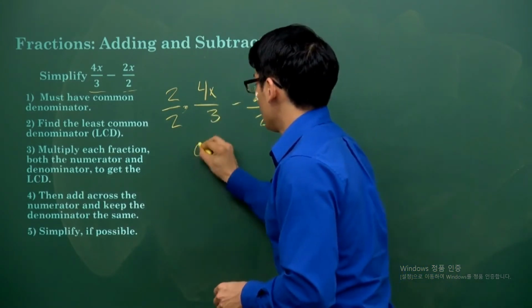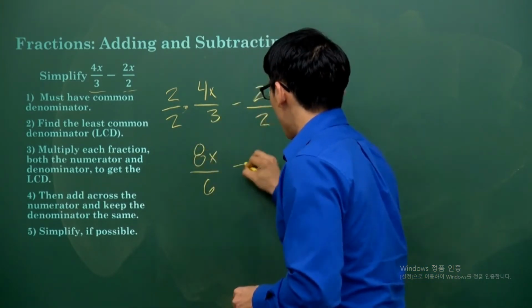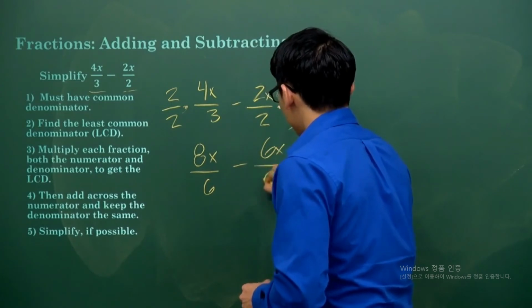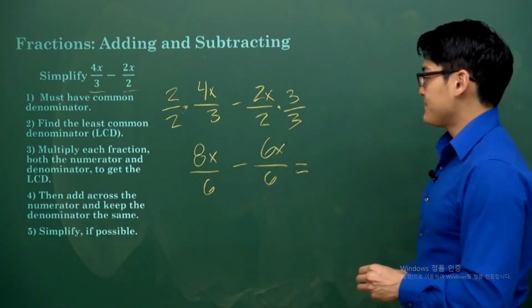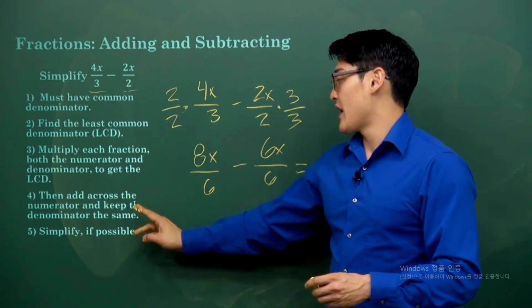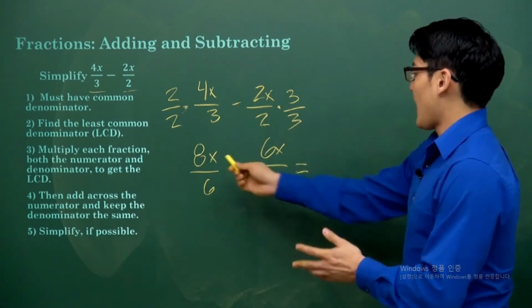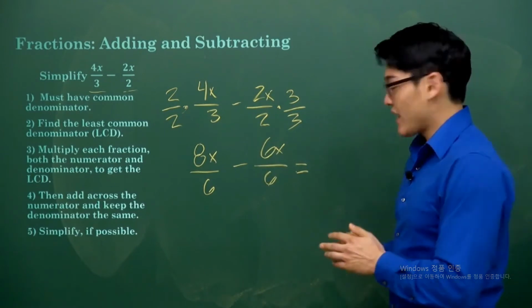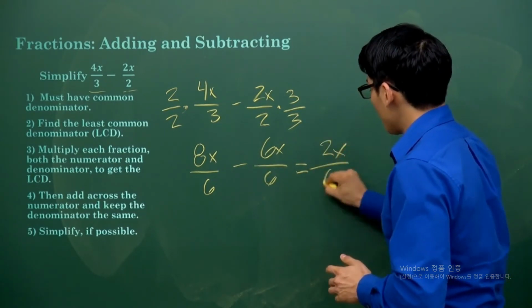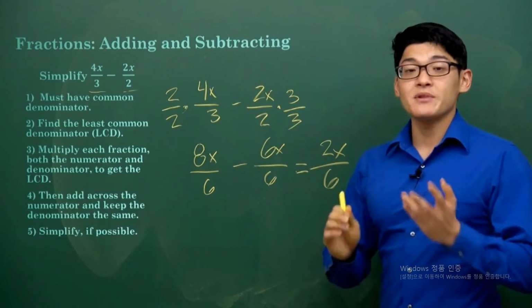And we'll get 8x over 6 minus 6x over 6. What's going to happen? We're going to then add across the numerator and keep the denominator the same. Very important. So 8x minus 6x, 2x. Great. And we'll keep the denominator the same. It's 6. And simplify if possible.